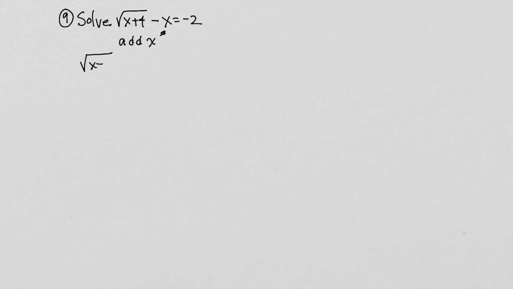Square root x plus 4 is equal to x minus 2. Makes sense. If I add x over here, I'll get plus x and then minus 2. Or negative 2 plus x if you like. I'll just write the x first.